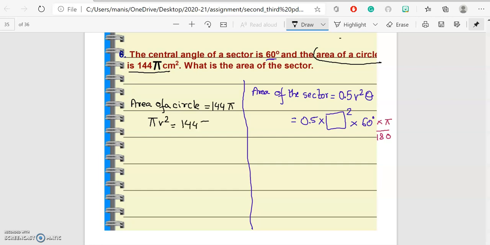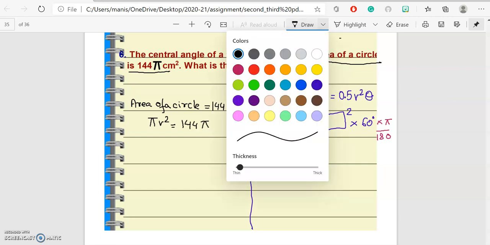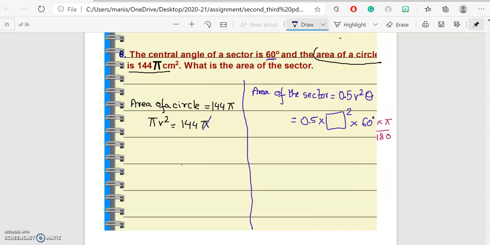I will equate both of these quantities and I will see how I can solve this. Yes, what I can do is cancel my pi with this pi over here, and r square is equal to 144. Now I will take the radical on both the sides. Now value of r will be what? 12.